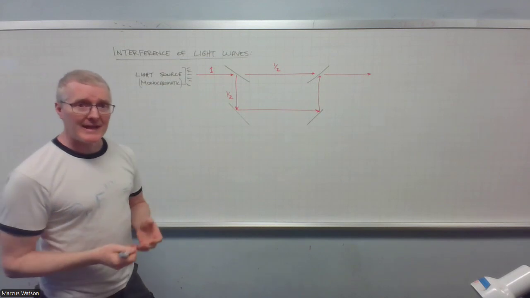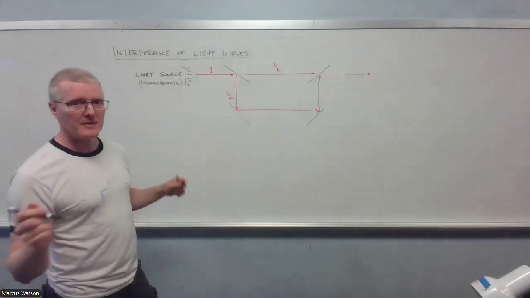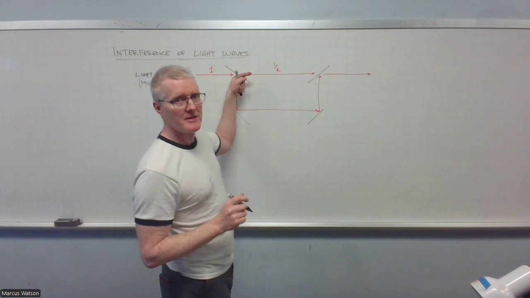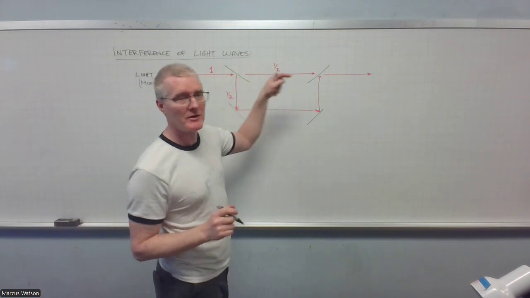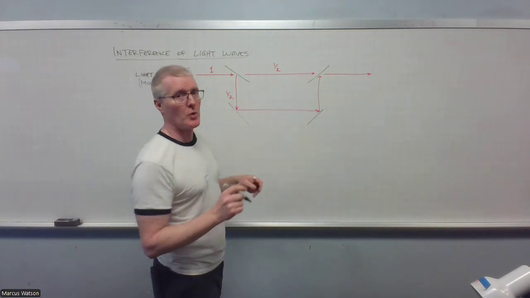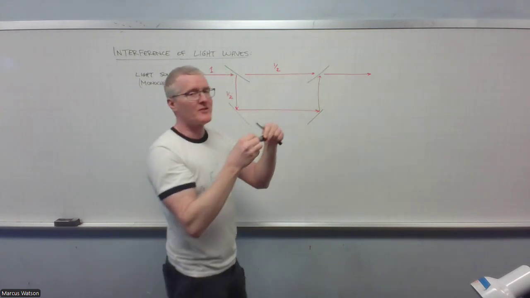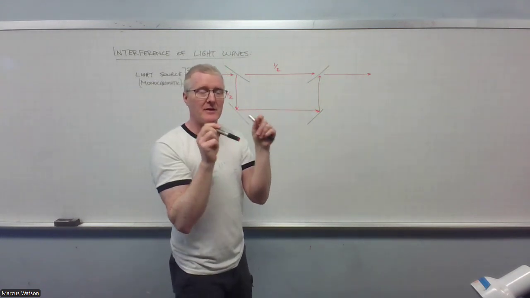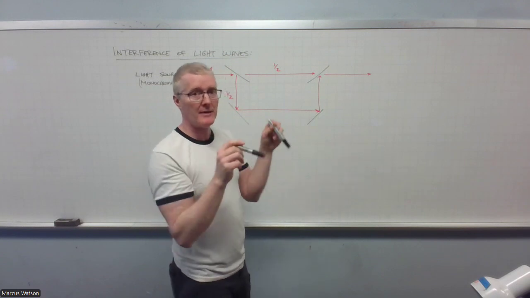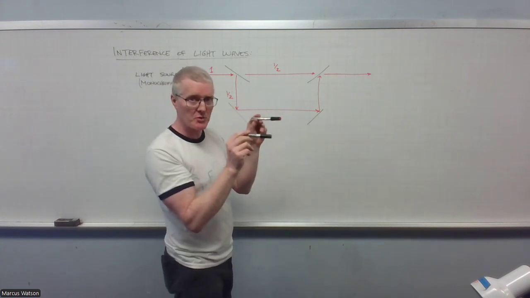Now, if we consider that light is made of wavelengths, then we're going to run into an issue, because there's going to be a different number of wavelengths that have gone up and down here versus here, here, and here. The question then is, when these 2 beams recombine here, what is the relative phase difference between the 2 waves? Let me repeat that. What is the relative phase difference between the 2 waves?